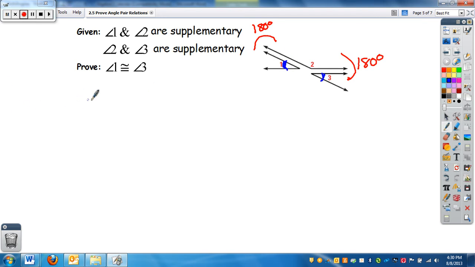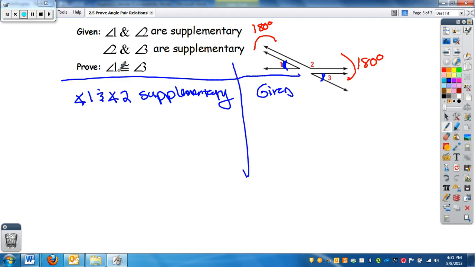All right, so I'm going to write what I'm given. Angle 1 and angle 2 are supplementary. That is given. You do my two columns. You have your statements and reasons. I can also write angle 2 and angle 3 are supplementary.